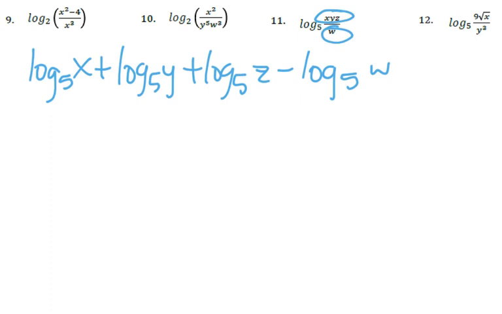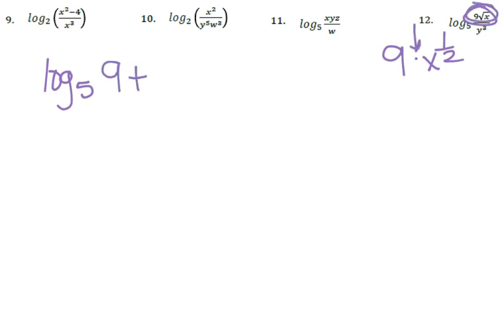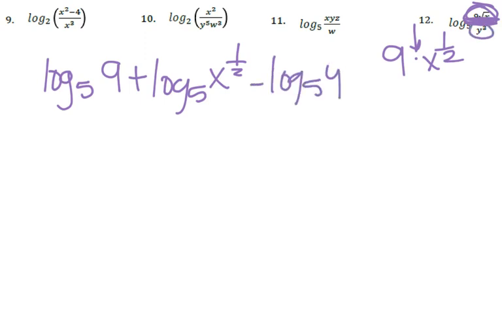Now on 12, we're going to have to do a lot of work with this one. So first of all, I should realize that's 9 times x to the 1/2, because a square root is a 1/2 power. So I'd go log base 5 of 9, plus, because we used the product rule, because it's multiply, log base 5 of x to the 1/2. Then we use the quotient rule, so we subtract log base 5 of y cubed.